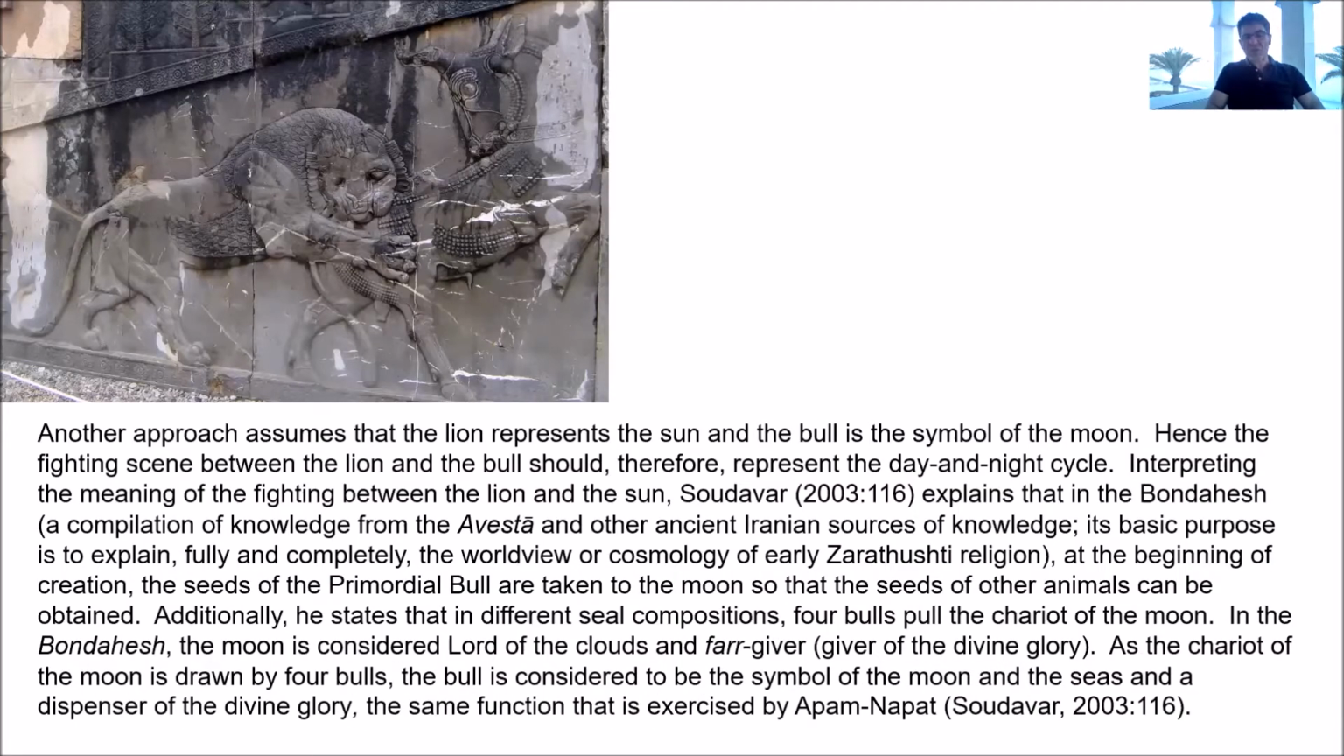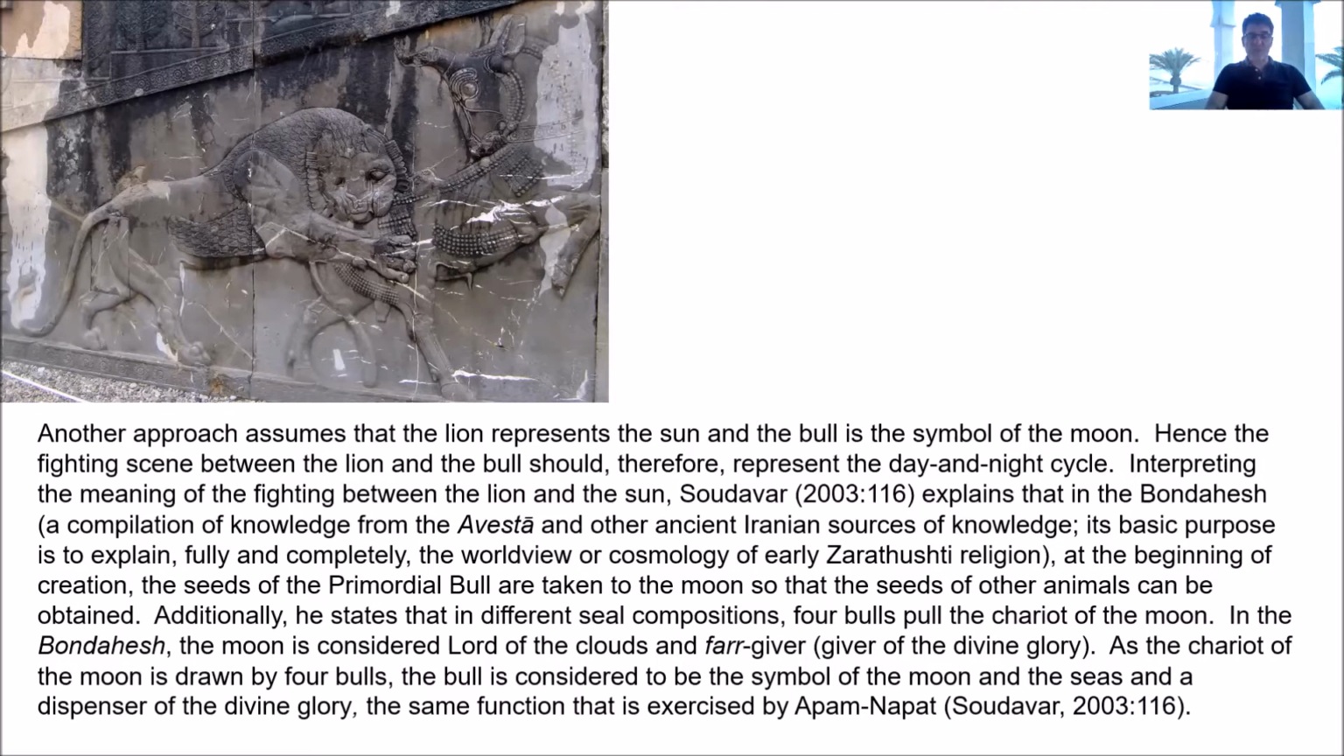We have also another approach or hypothesis that holds that the lion represents the sun and the bull is the symbol of the moon. I indicated it before. Hence, the fighting scene between the lion and the bull should, therefore, represent the day and night cycle.